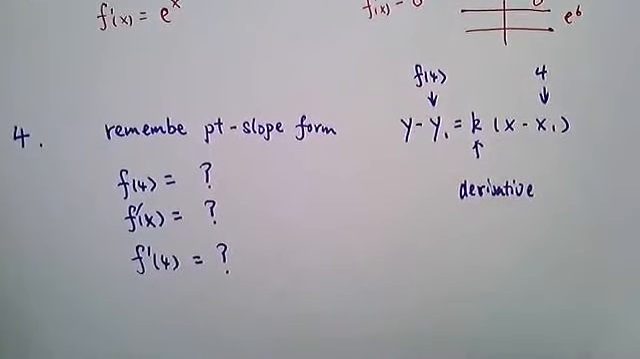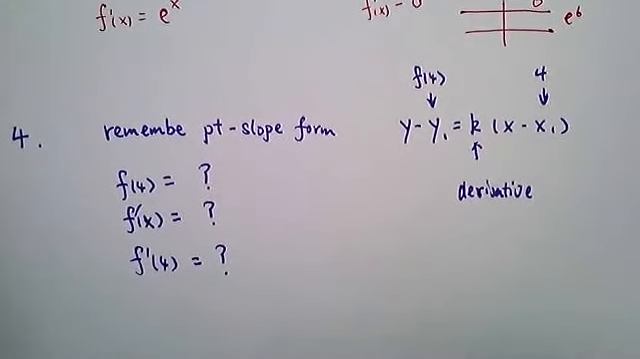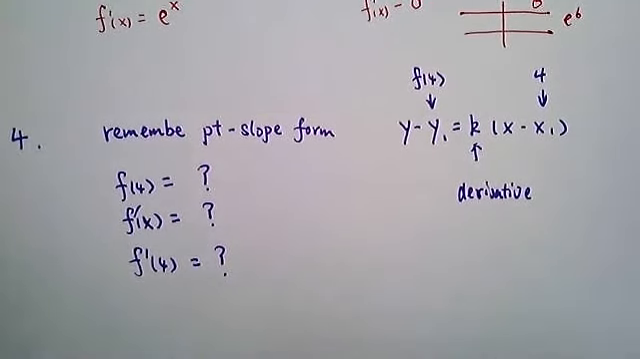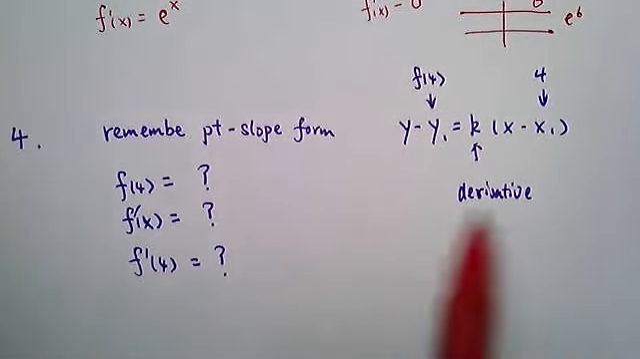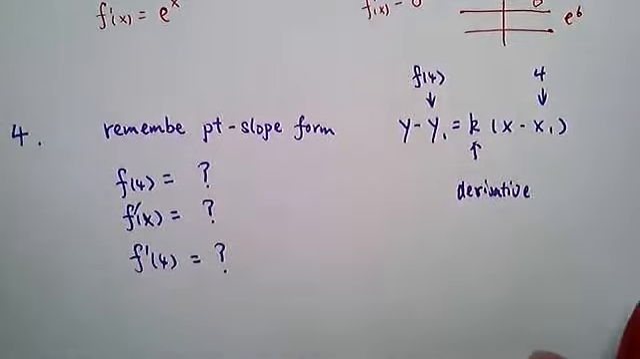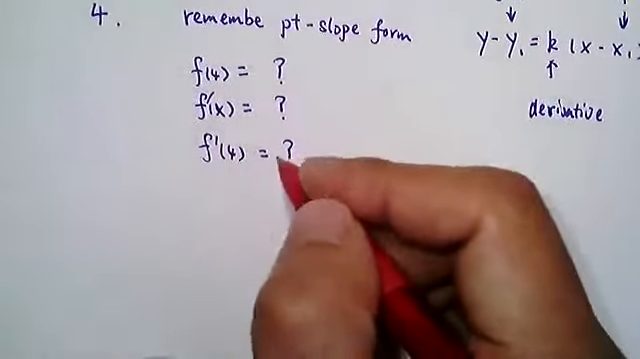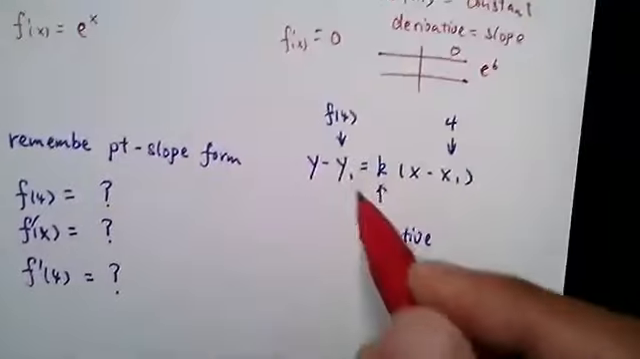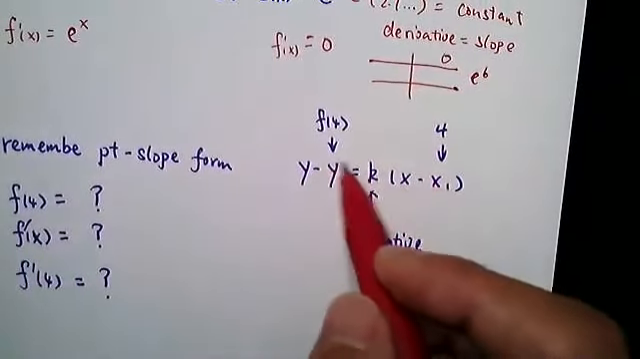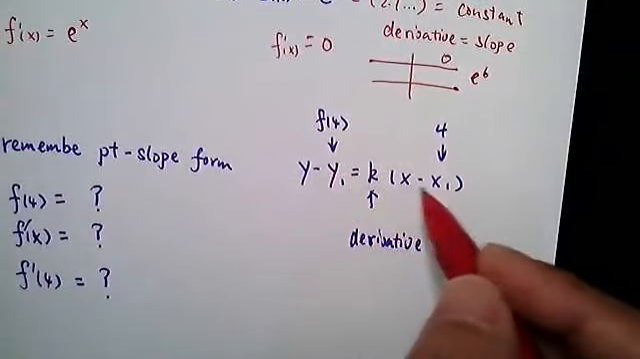So let's look at question 4. Question 4 wants us to find the point slope form of the tangent line at x equal to 4. The function is given, and the point is also given. So what you need to do is figure out this point slope form. We talked about it in today's class already.